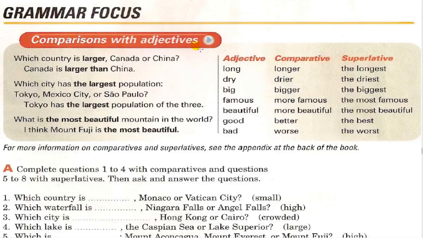In this lesson, we will have comparison and superlative. You compare one and one, and you compare between one and a group, one and two, three, four, five. Which country is larger, Canada or China? Canada is larger than China. So here we compare Canada and China. But Canada is larger than China in surface.